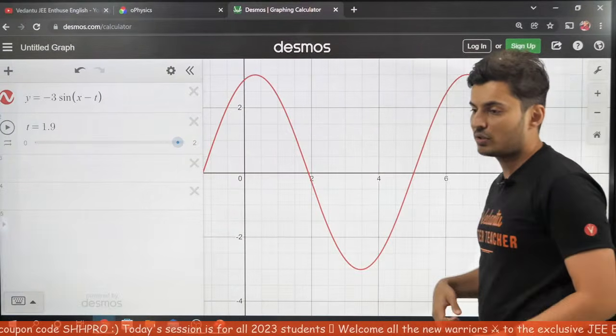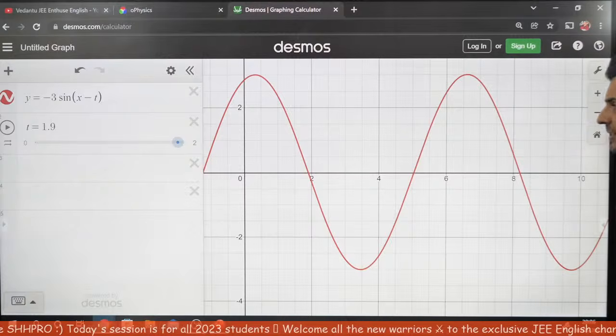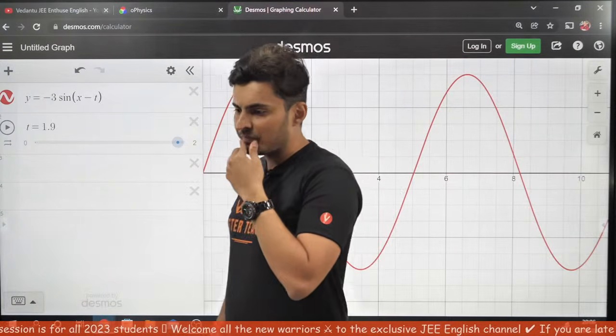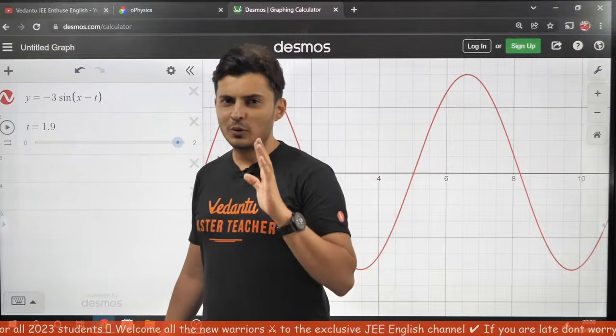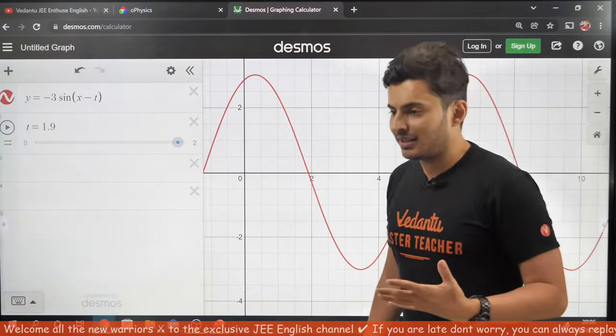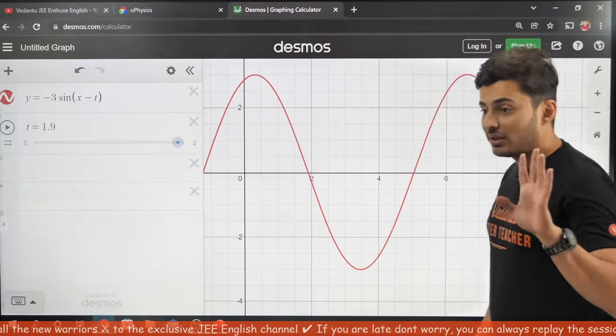Put it up in the chat box. Come on, put it up in the chat box. Is the amplitude 3 or is it -3? Figure this out. Well, many of you might make a mistake, but I hope you don't make it. What is it? Is the amplitude 3 or is it -3?